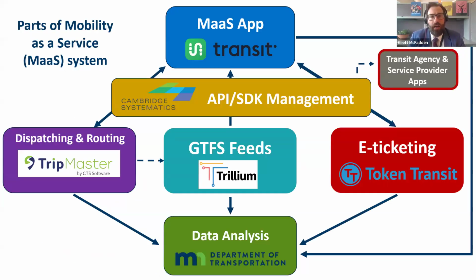This is an overall schematic of our approach to mobility as a service. So at the top, you have an app, a consumer app that folks use to be able to do their trip planning, booking, payment, and such. But for that to work, you need to be able to have data that flows into that from lots of different sources. So you can have dispatching and routing and other kind of operational software. You can have data feeds that represent the transit services, for which we use the General Transit Feed Specification, or GTFS, which is our industry standard for that.